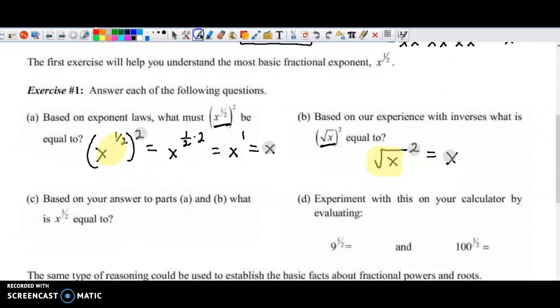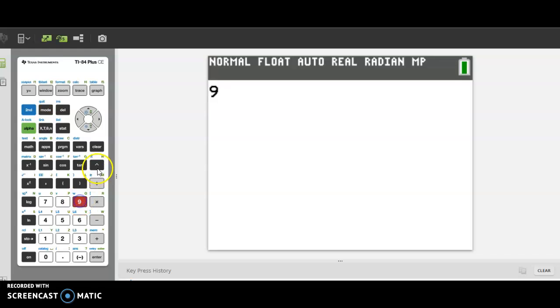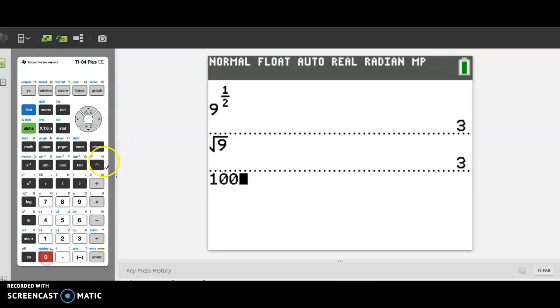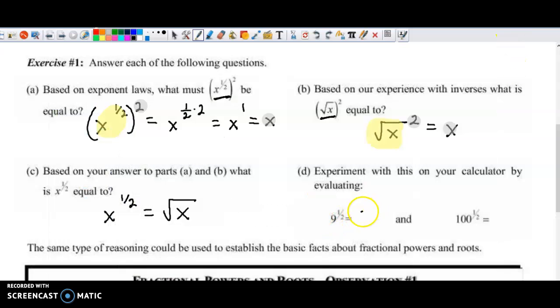So that's the whole theme in this, is x to the 1/2 power is equal to the square root of x. And you're welcome to use a calculator, because if you were to type into a calculator 9 to the 1/2 power, it gives you the same answer as if you did the square root of 9. Same thing with 100. And you can even make it as to the 0.5 power. That's the same thing as 1/2. Is the same thing as the square root of 100. Yeah, so this will help us as we move forward.